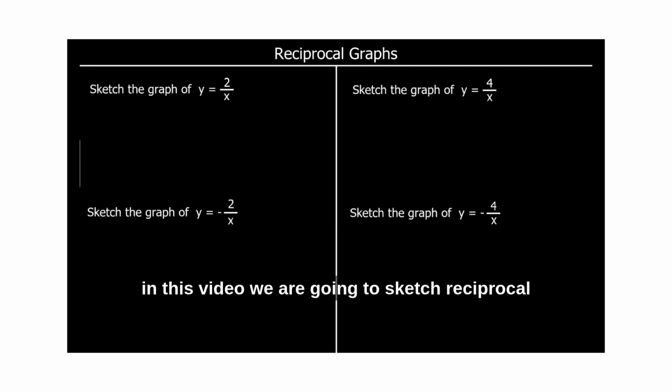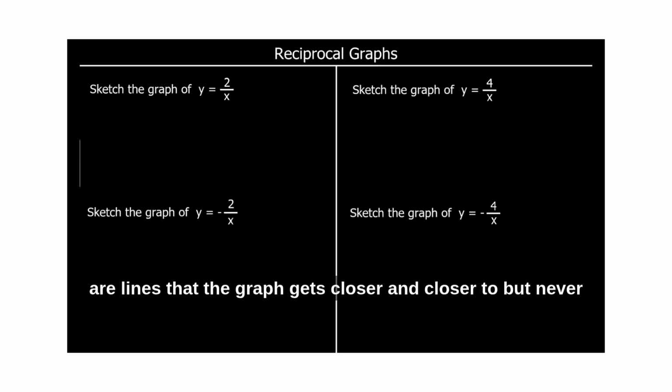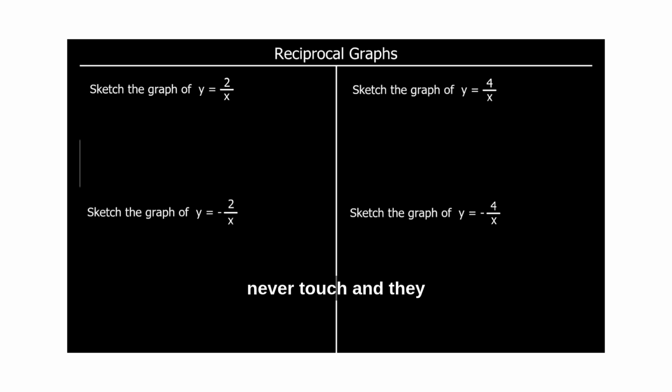In this video, we are going to sketch reciprocal graphs. When we have a reciprocal graph, we get asymptotes. They are lines that the graph gets closer and closer to, but never touch. And they happen when we have an undefined value.